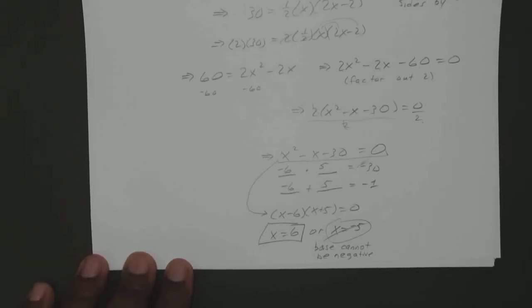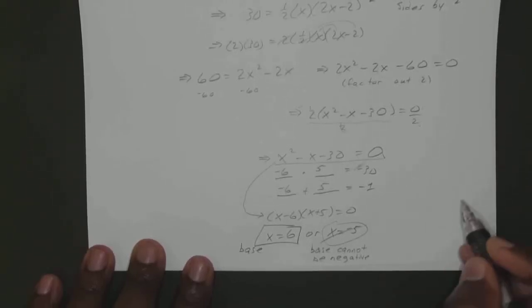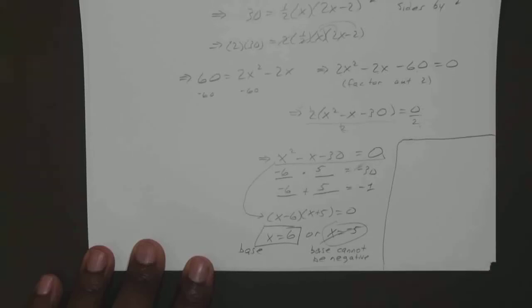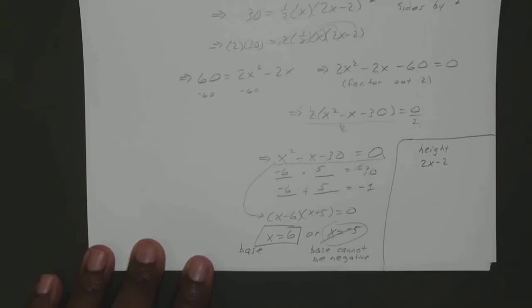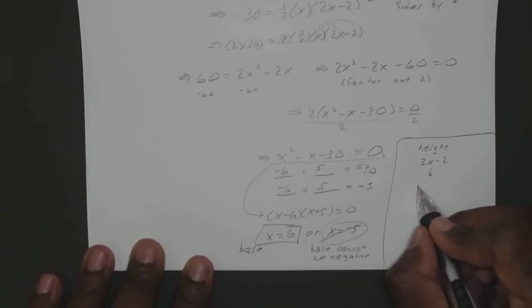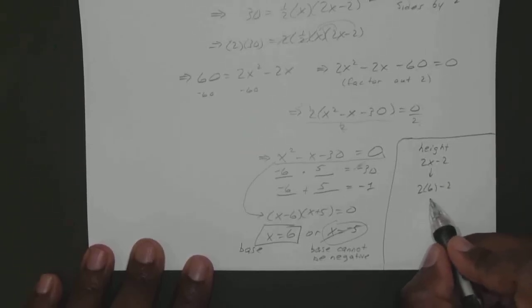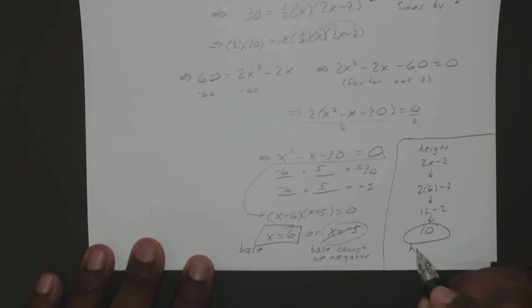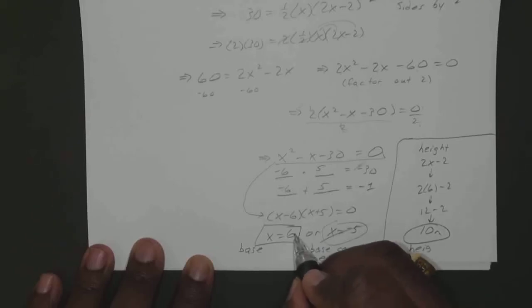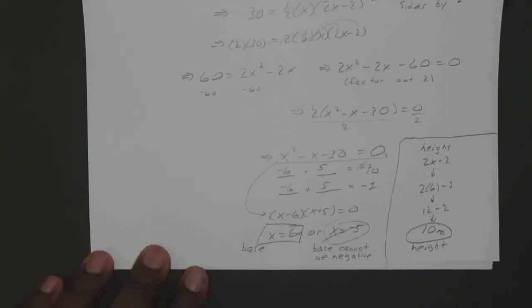But to find our height, we just have to plug in the x and solve for our height. Okay, so this is our base. And I'll separate a little bit of room for our height, which is 2x minus 2, which becomes 2 times 6 minus 2, which is 12 minus 2, which is 10. So this is your height. Or you can say 10 meters.